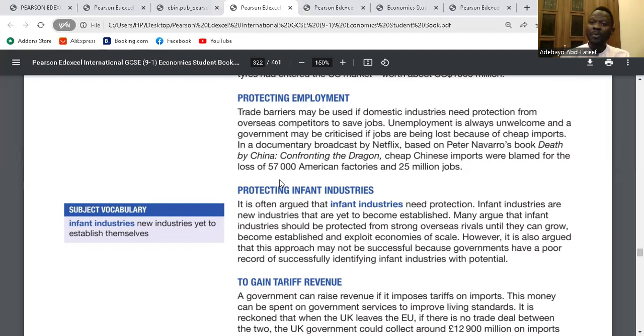Government would not want this to happen because one of the government macroeconomic objectives is to increase employment or reduce unemployment. And for this to happen, firms should not start closing down. If firms start closing down as a result of increasing competition from foreign businesses, then it's bad for the economy. So government would want to protect that. And to protect that means they are protecting employment.